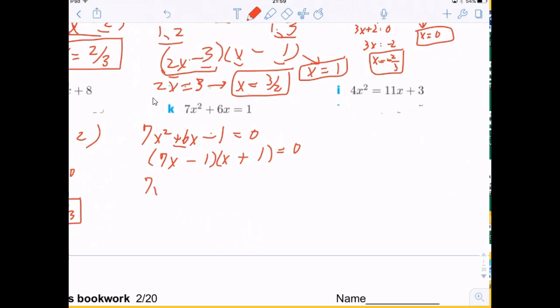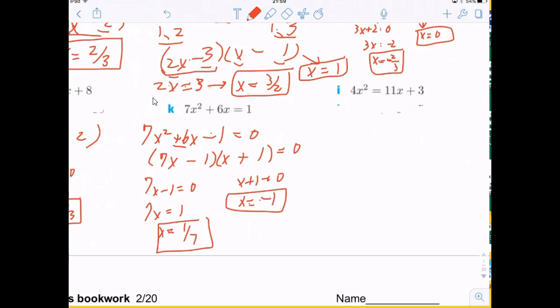So 7x minus 1 equals 0. 7x equals 1. X equals 1/7. X plus 1 equals 0. X equals -1. Okay? Oops. X equals -1 or x equals 1/7. Okay? Alright.